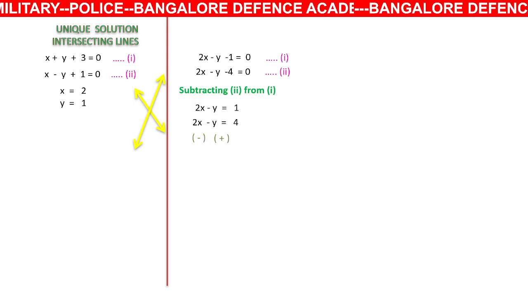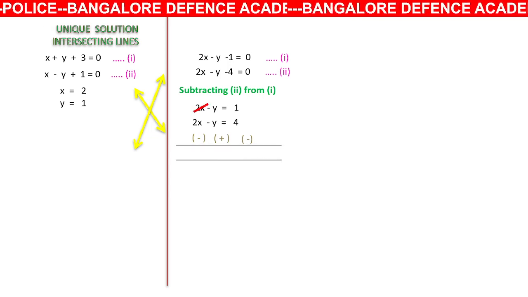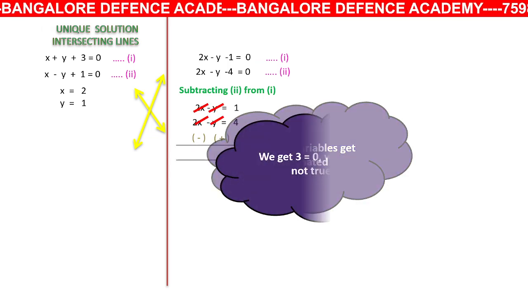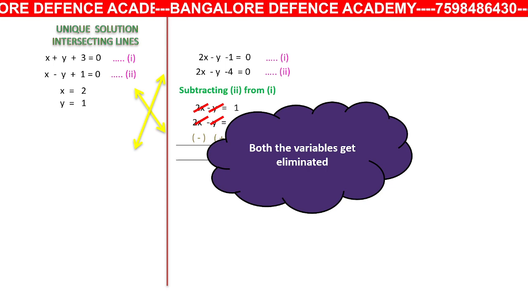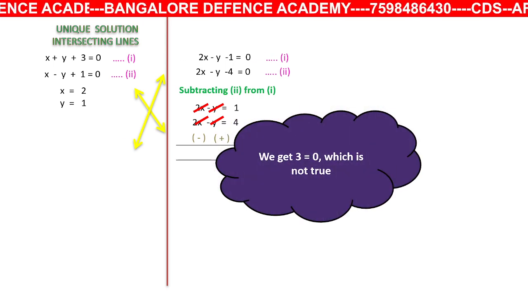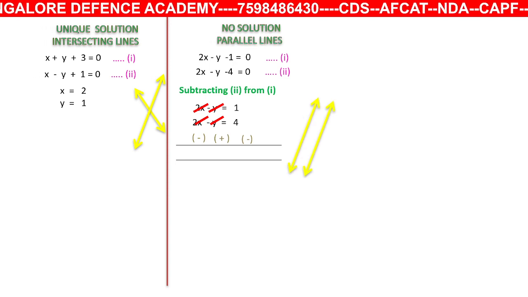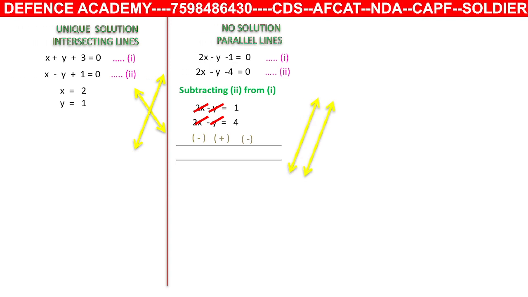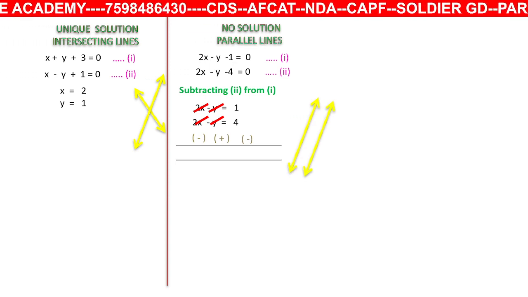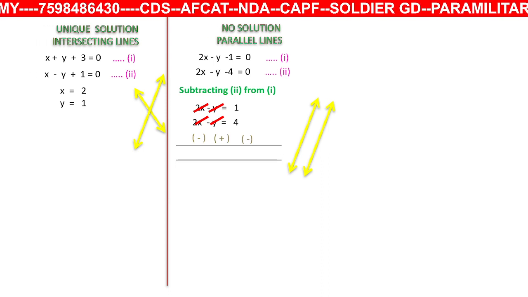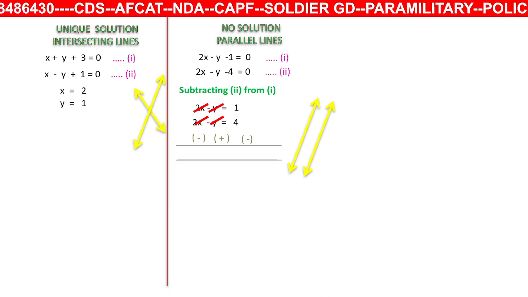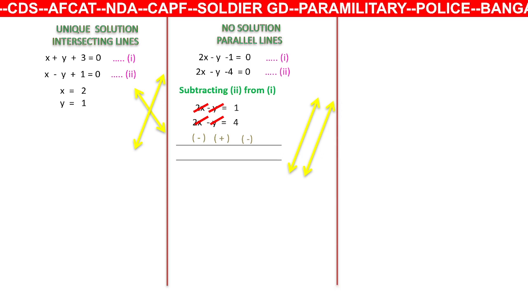If I subtract this, I get the answer as, okay, both the variables get eliminated. So we get 3 is equal to 0, which is not true. So there is no solution. So in this case, you get the lines are parallel condition. If you are drawing a graph and you get 2 lines parallel to each other, that means they don't have any solutions. Okay, next.